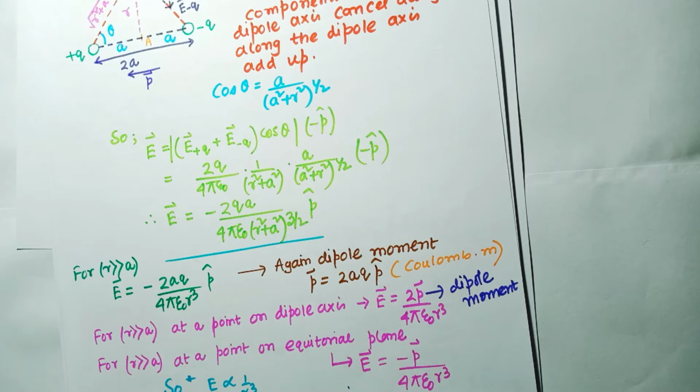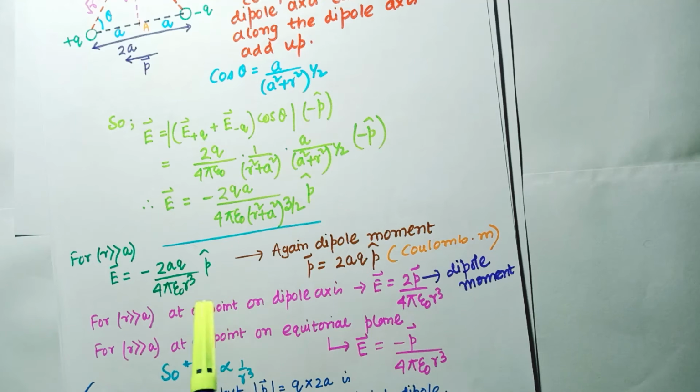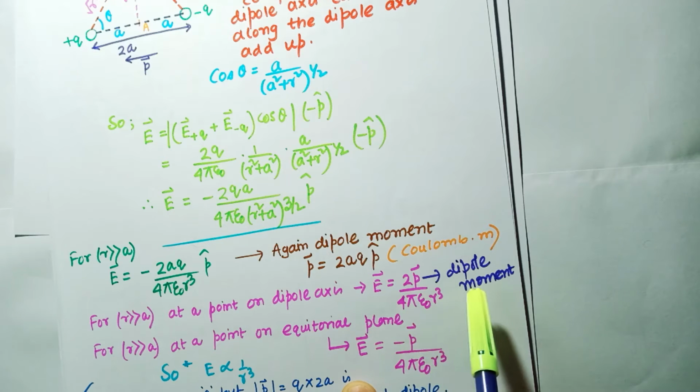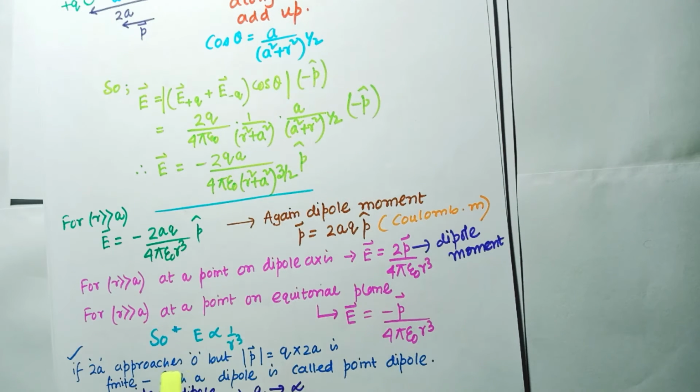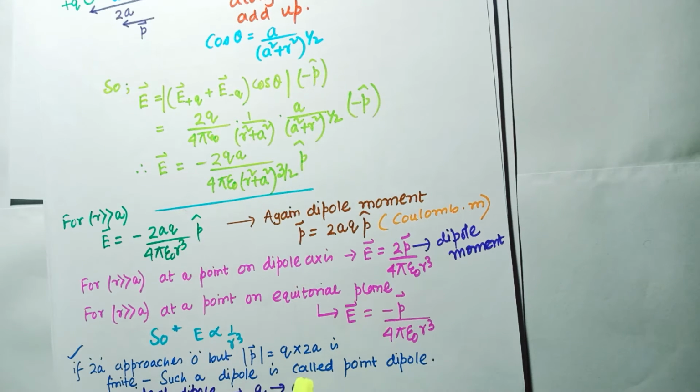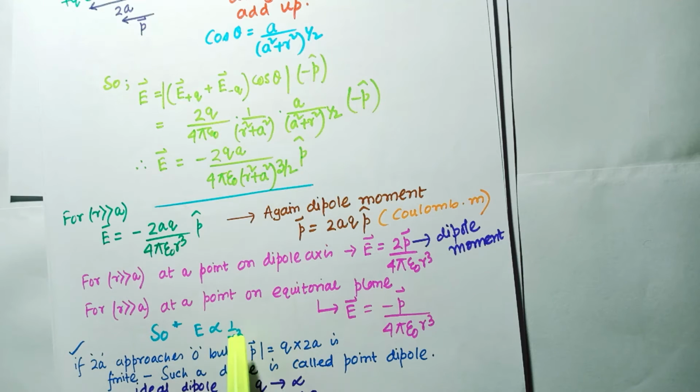So now in terms of the dipole moment, we need to write the electric field. For r very greater than a, at a point on the dipole axis, we can write E vector is equal to 2 times p vector, that is the dipole moment, divided by 4 pi epsilon naught r cube. And for r very greater than a, at a point on the equatorial plane, we can write that E vector is equal to minus p vector divided by 4 pi epsilon naught times r cube. So we can see that for the point charge, the electric field varies as 1 by r square, but for the dipole, the electric field varies as 1 by r cube.